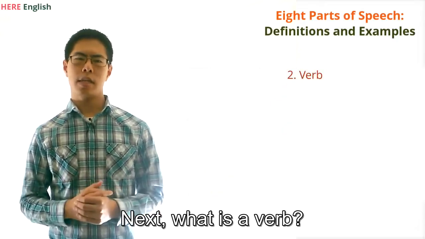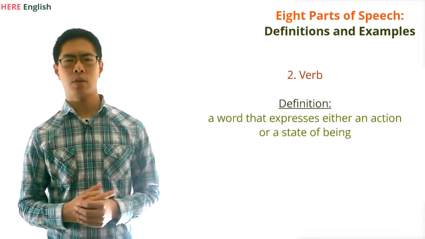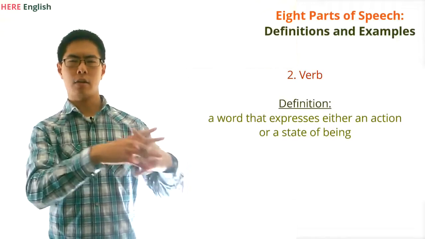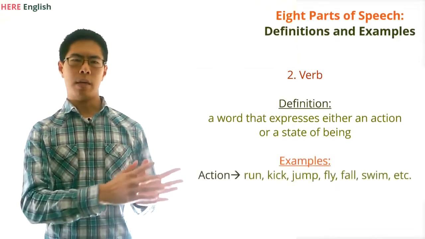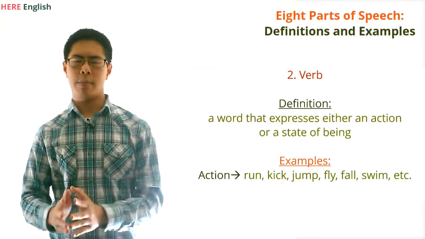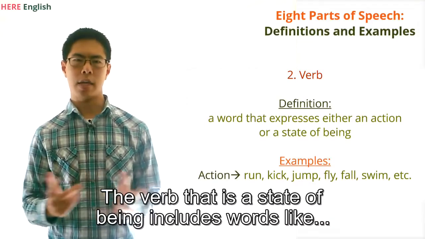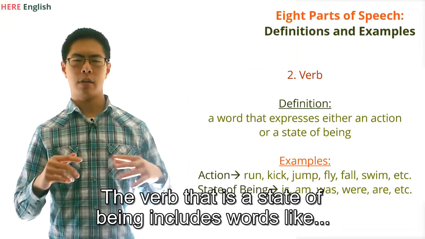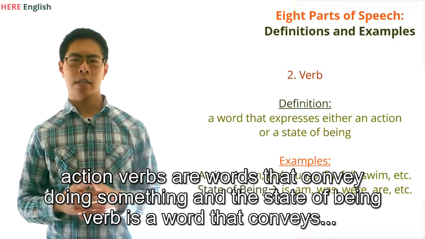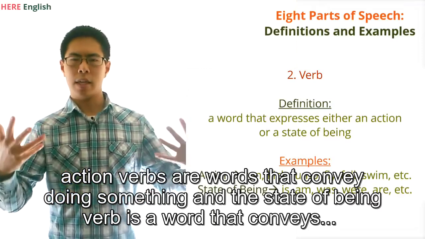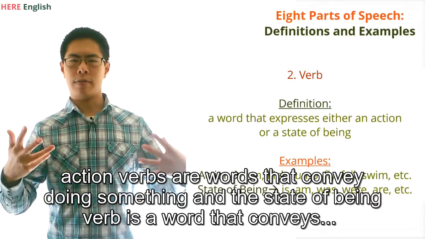Next, what is a verb? A verb is a word that expresses either an action or a state of being. Here are some examples. An action might be run, kick, jump, fly, fall, swim, etc. And a verb that is a state of being includes words like is, am, was, were, and are. Action verbs are words that convey doing something, and a state of being verb is a word that conveys, well, just being.